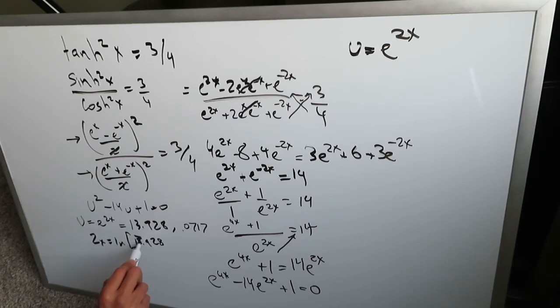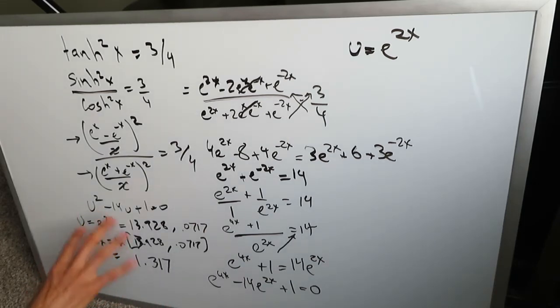13.928, 0.0717, and you know that x is equal to all of that divided by 2. So let's get those values over here. You can do the individual natural logs of these and divide them by 2. I'll do 13.928 natural log it and divide it by 2. I get 1.317 as my x value after I run it through this operation.